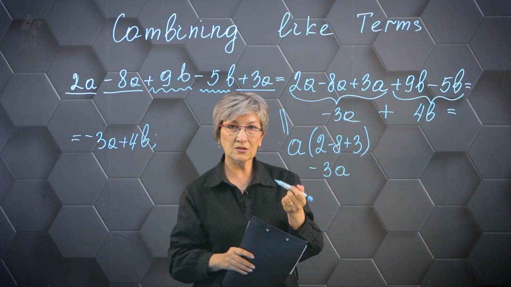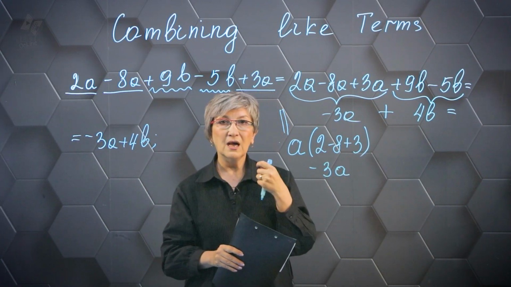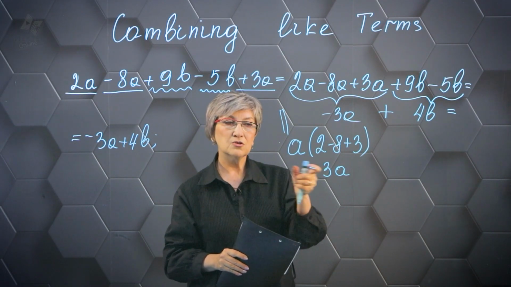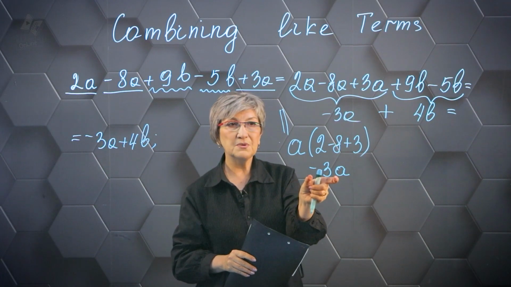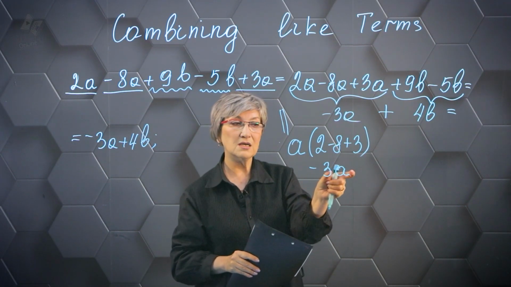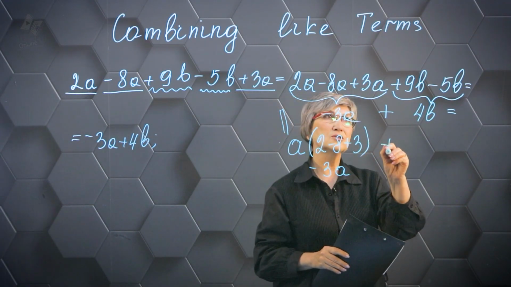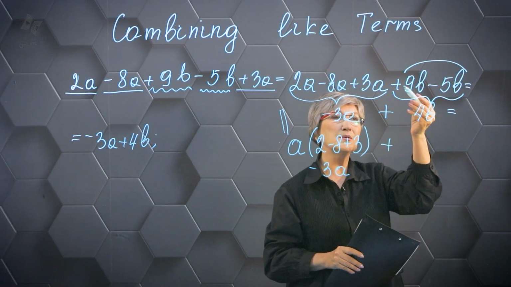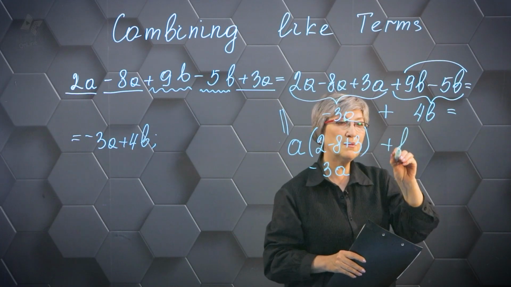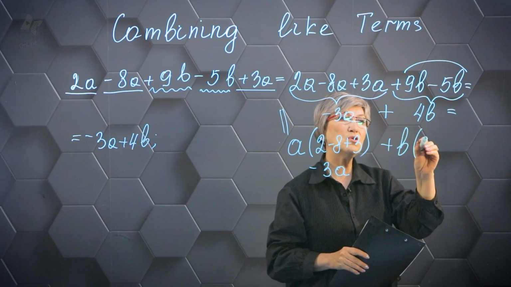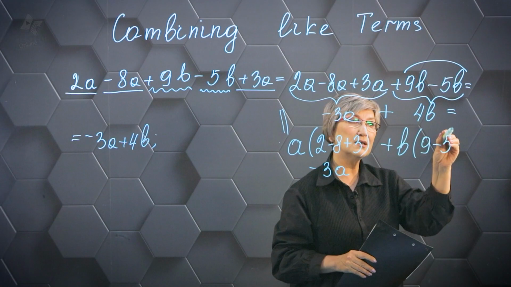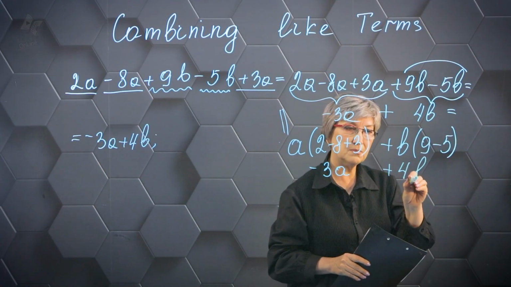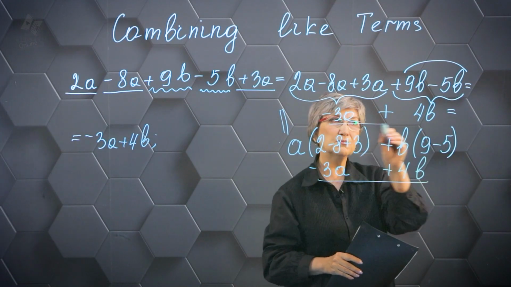Please note that when you write down algebraic expressions or letter expressions in math, it is customary that you write down the coefficient, the number, and then the letter part. Next, if I were to work with plus 9b and minus 5b, I can write down the b, and then in parentheses count 9 minus 5. Work with the coefficients and I end up with 4b. As you can see, the answer is the same.